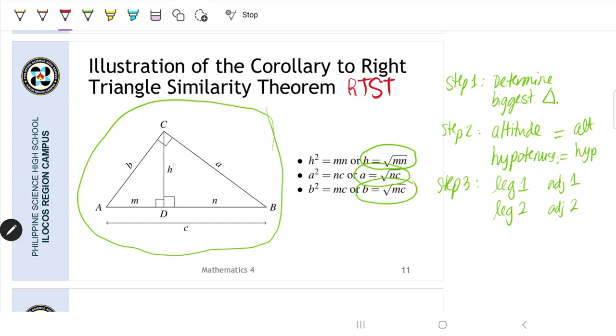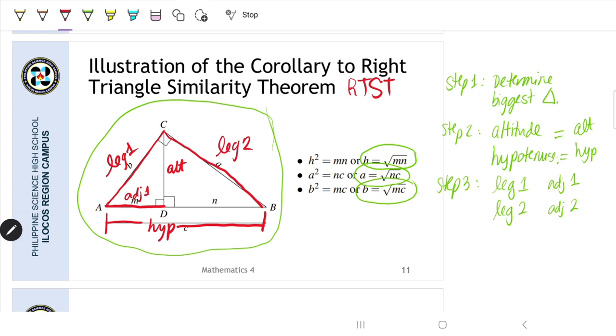So, nasaan si altitude? So, ito si alt. Okay? Nasaan si hypotenuse? So, ito si hypotenuse. Okay? So, kung ito yung hypotenuse, then ito yung leg 1 at ito yung leg 2. So, this is leg 1. This is leg 2. So, nasaan si adjacent 1? So, katabi ni leg 1. So, ito si adjacent 1. Nasaan si adjacent 2? Katabi ni leg 2. So, this is adjacent 2.